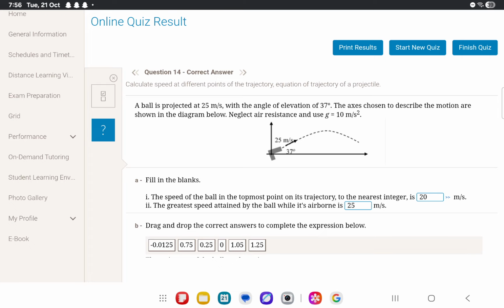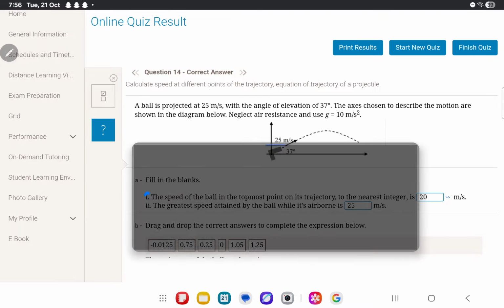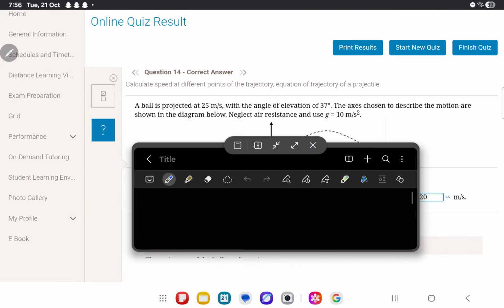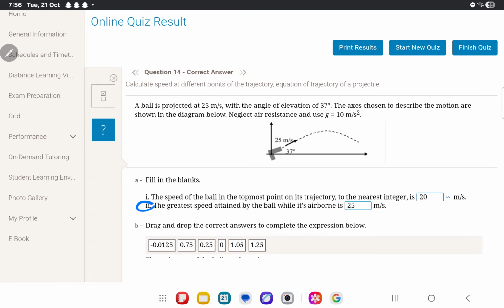Okay, so the first part is very easy. The first part I needs a bit of thinking, so I'm going to solve this part first. Now, the greatest speed attained by the ball while it's airborne is always the initial velocity. So at t equals 0.000000001 seconds, this is going to be the greatest speed. It's essentially the initial velocity. What is the initial velocity? 25 meters per second. Always, when they tell you the greatest speed, say the initial velocity.